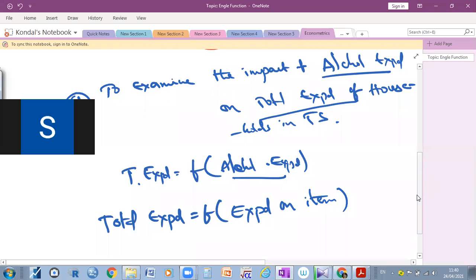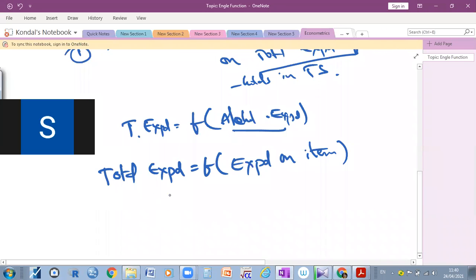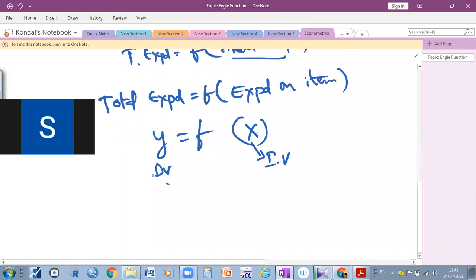How can we write it mathematically or statistically? Y is a function of X. Y is the total expenditure, called the dependent variable. X is the expenditure on a specific item, called the independent variable. So what you are going to study when you take the data, for example if you have the data on Y and X.